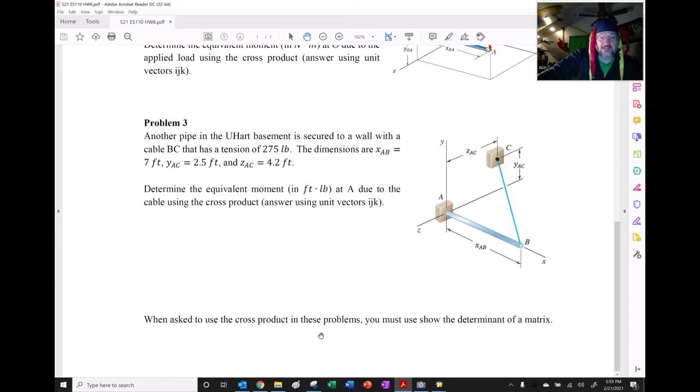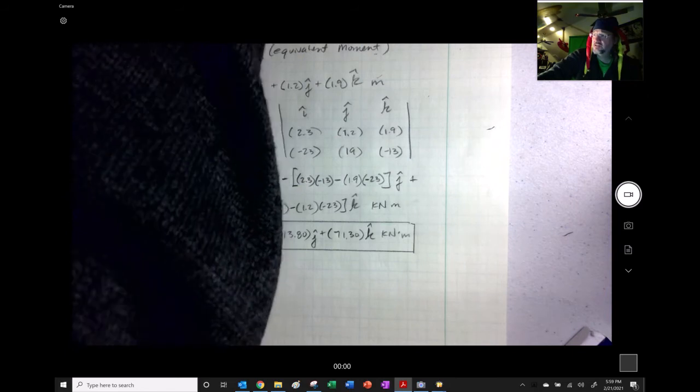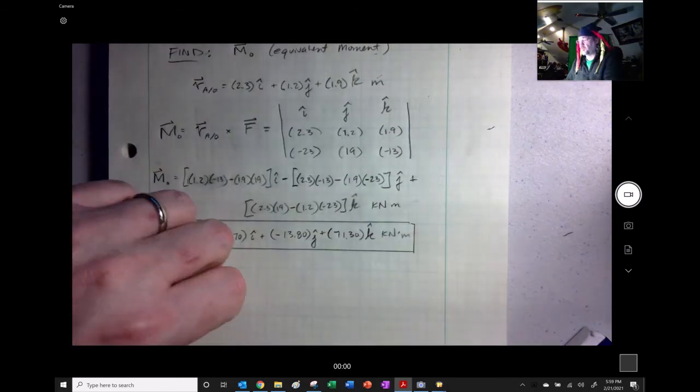Okay, so when asked to use the cross product in these problems, you must show the determinant matrix. We should have seen it anyway. But let's go on to the problem.